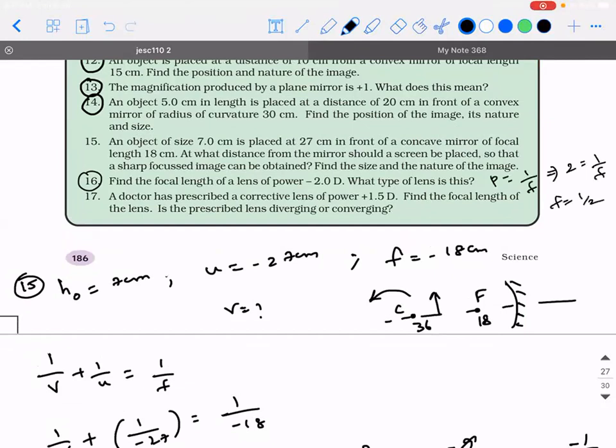So f is 1 by 2. How much is it? 0.5 meter. So the focal length is 0.5 meter or 50 centimeter. And what kind of a lens is this, guys? It is concave, right?